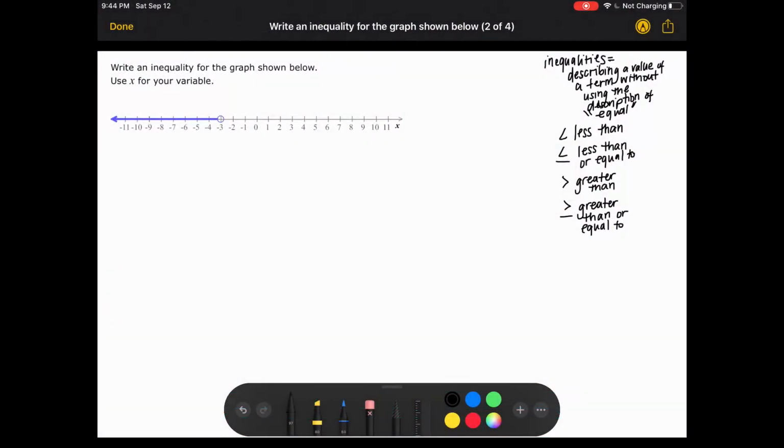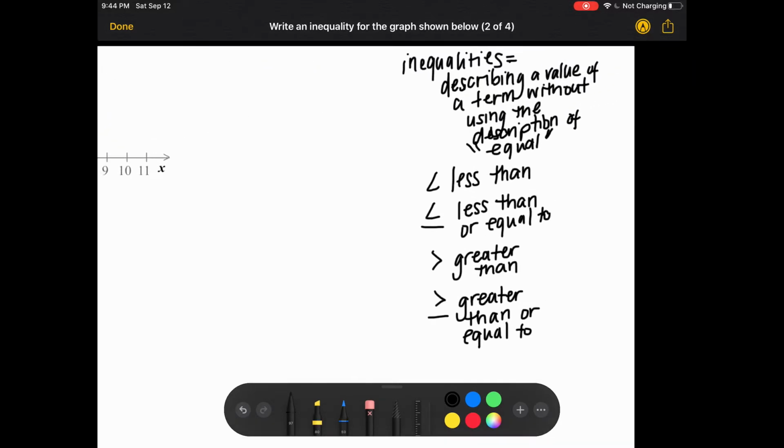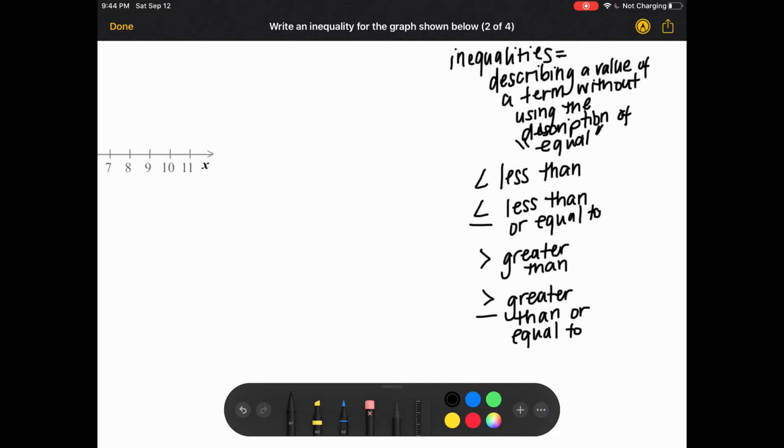So to start this question, you need to know what an inequality is. A lot of people say, I don't know what an inequality is, but I promise you, you probably do. An inequality is usually talking about something that does not equal zero or does not equal something. The definition I have provided here says an inequality is something that describes the value of a term without using this description of equal.